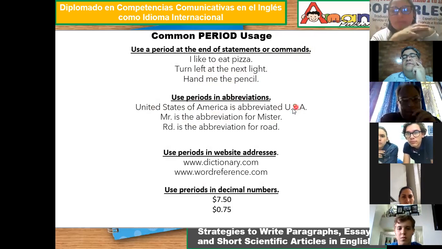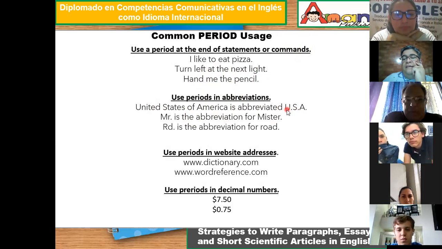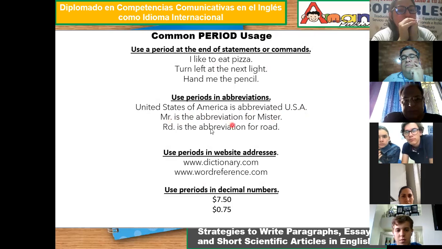Period. Use periods in abbreviations. United States of America says U.S.A., U period S period A period. Nunca dejen este period. Siempre pónganselo. You understand? Mr. period is the abbreviation for Mister. And Rd. is the abbreviation for road. Or MD is the abbreviation for whatever. Lo que sea, pero tienen que ponerle un period.